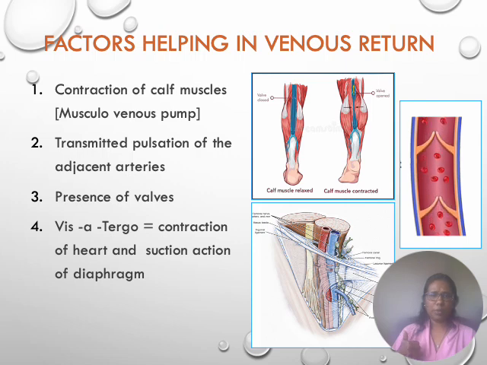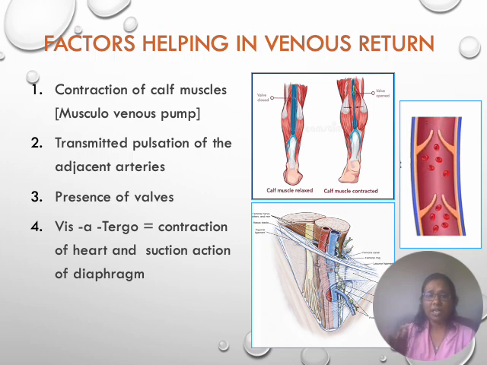That is one point. The other point is that the presence of valves divides the entire column of blood into smaller segments, thereby decreasing the pressure within the long saphenous or the saphenous vein, which are quite lengthy, right? These three points, contraction of calf muscles, transmitted pulsations of the arteries, and the presence of valves, are helpful only when we are in an upright position.